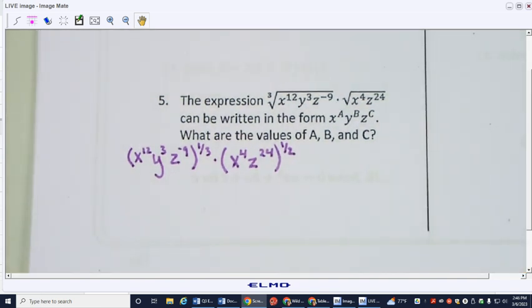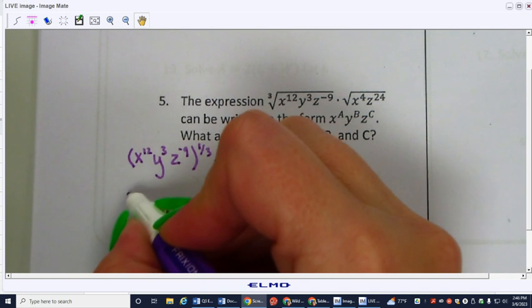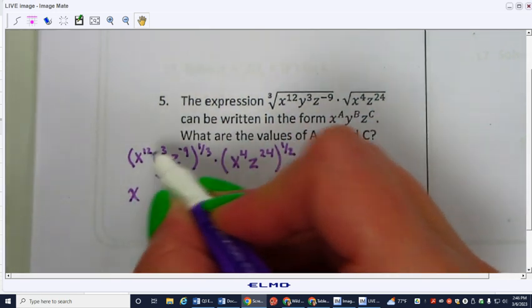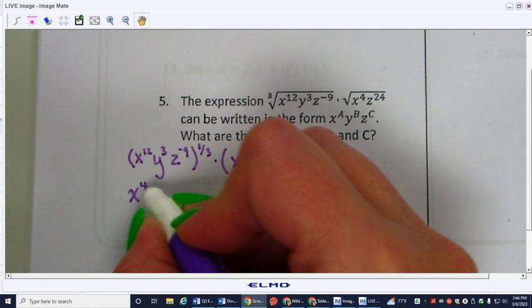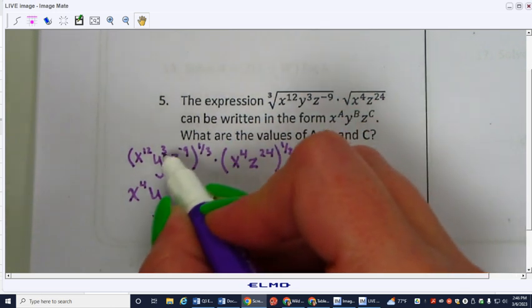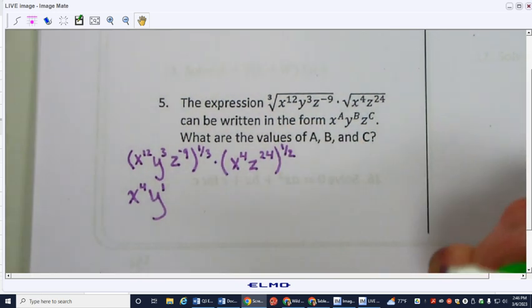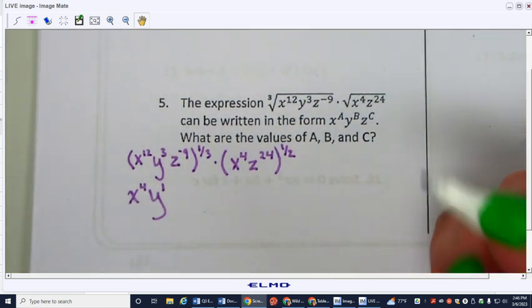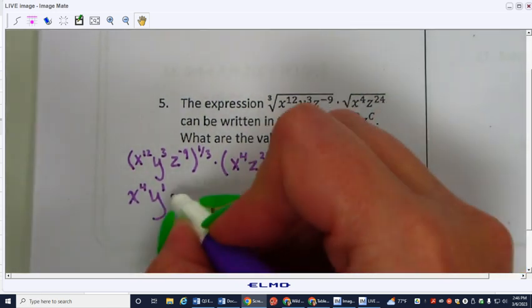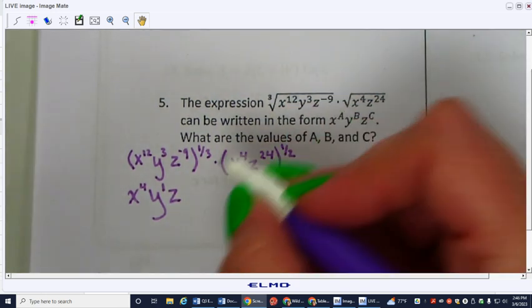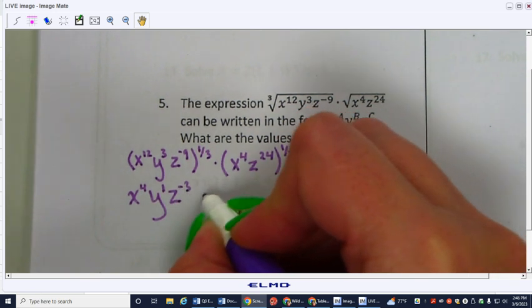When you raise powers to another power, you multiply those exponents. Okay? So when I multiply my exponents, I'm going to get x to the 12 times 1/3. What's 1/3 of 12? 4. And then y to the 3rd times 1/3 is going to be 1. You don't have to write the 1 there, right? It's just y. But you can. It doesn't hurt anything. Z to the negative 9 to the 1/3 becomes z to the negative 3.